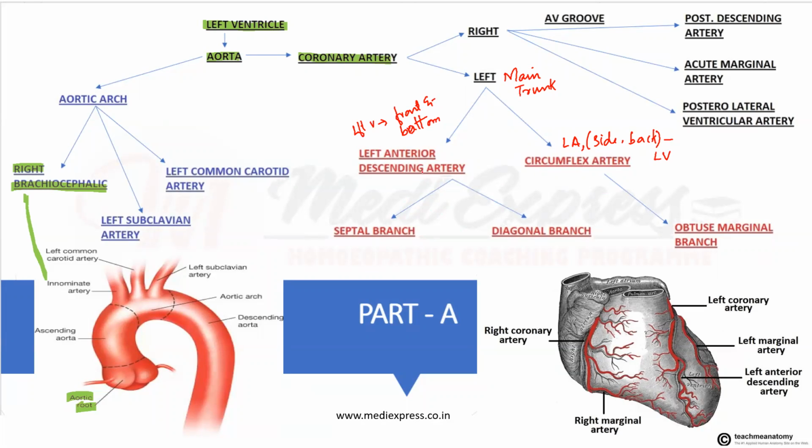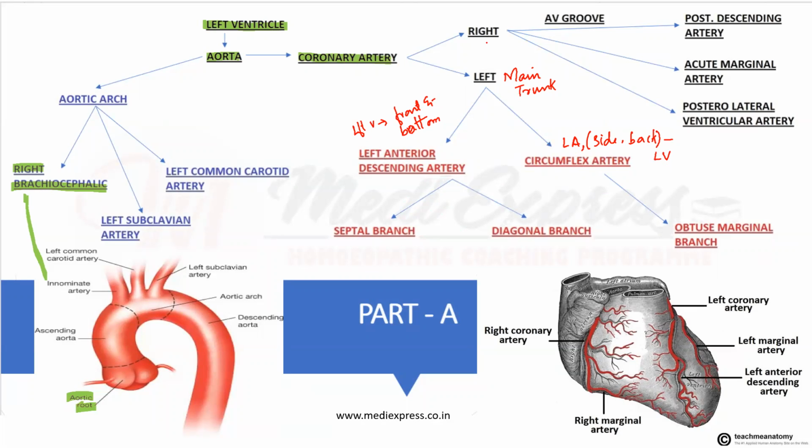That is the left anterior descending artery, which supplies blood to the left ventricle, that too in the front and the bottom of the left ventricle. Whereas the circumflex artery supplies blood to the left atrium and the side and the back of the left ventricle.